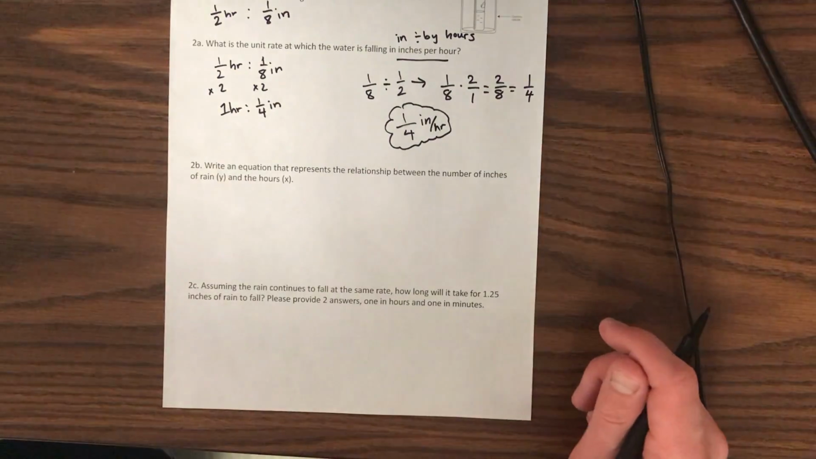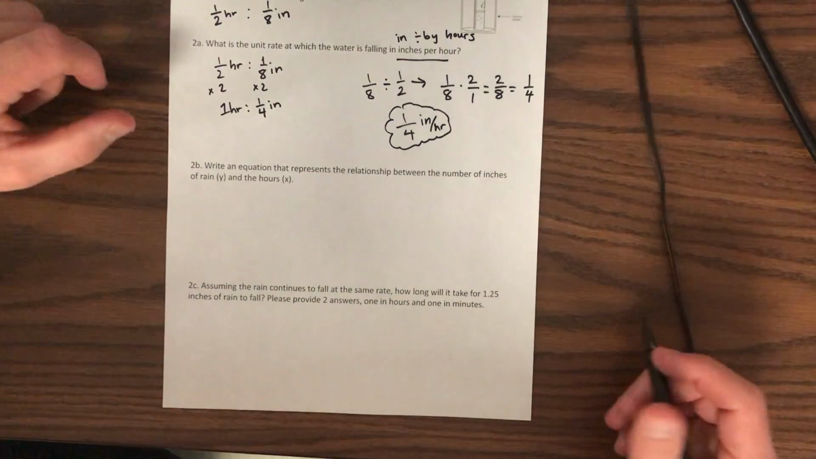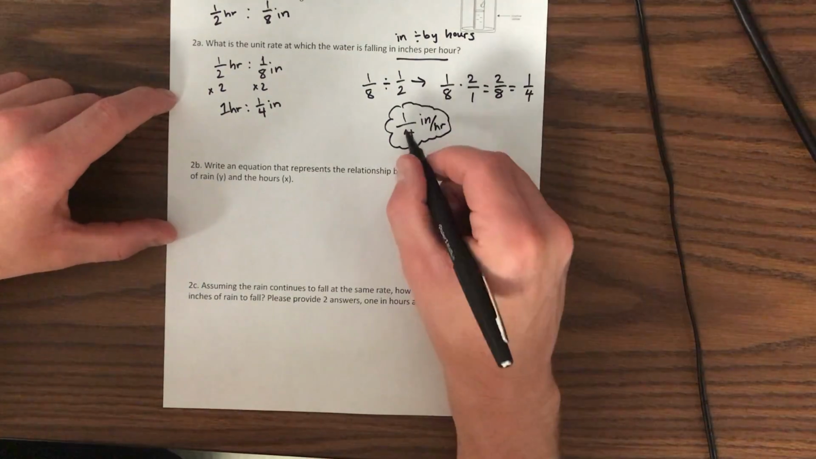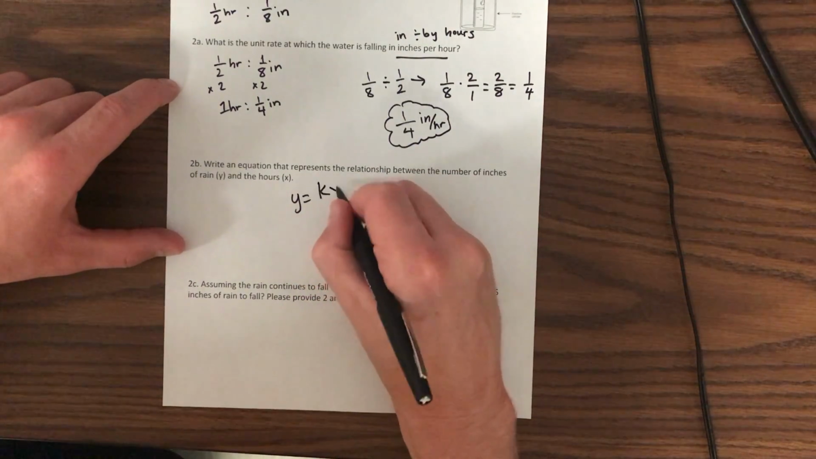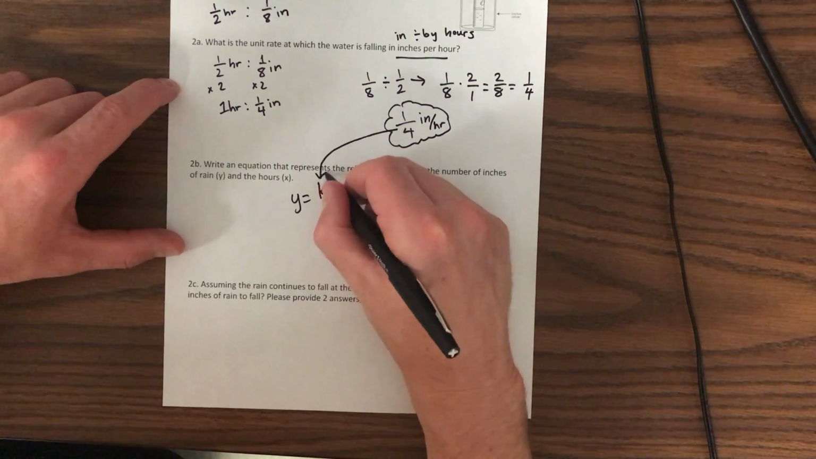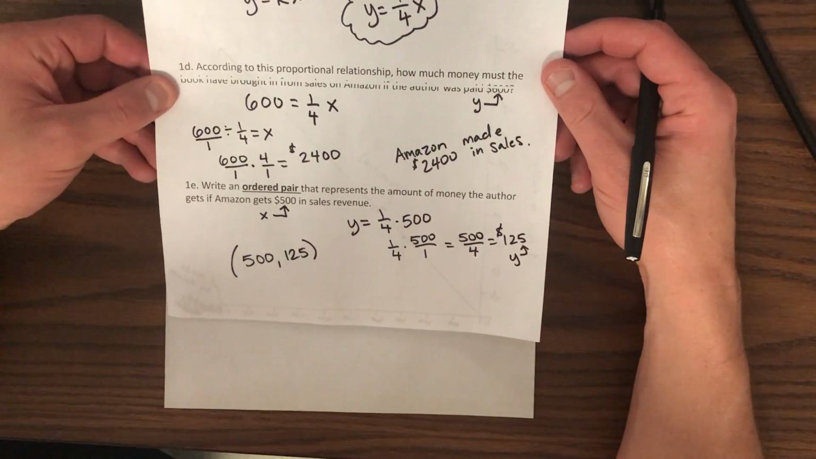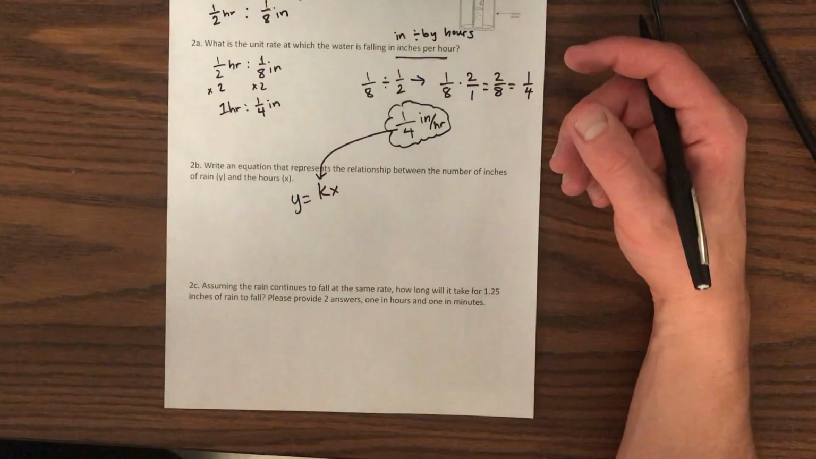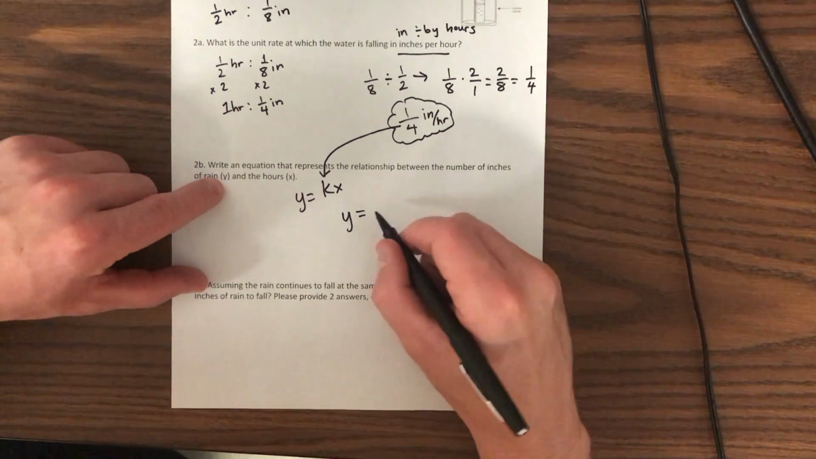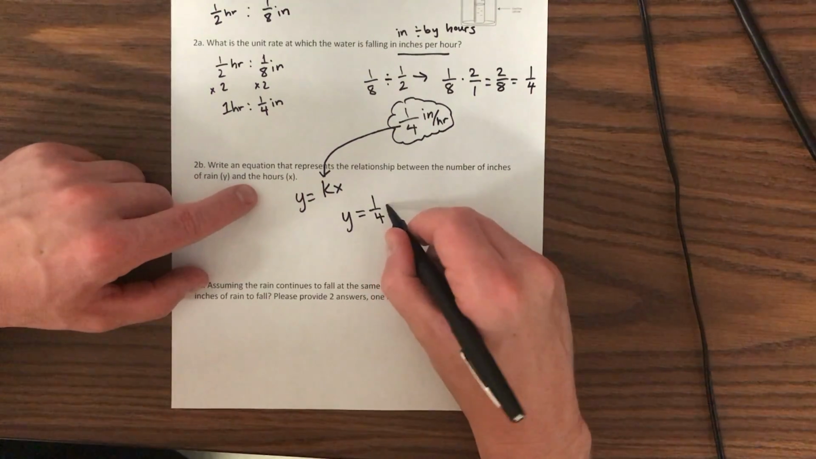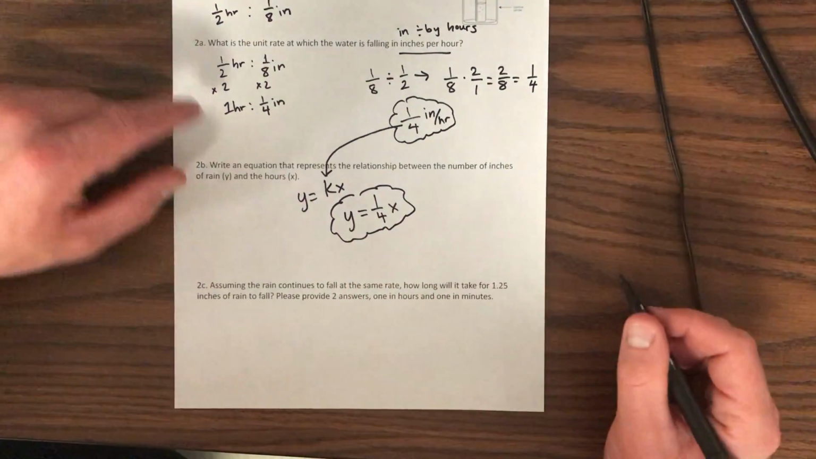Write an equation that represents the relationship between the number of inches of rain, y, and the hours, x. Well, since we have our k, right, this is a unit rate, but it's also k, we just use our general form, y equals kx, and we just take this from the previous one. You know what, I didn't realize when I made this, both equations turn out to be y equals 1/4 x. Maybe I should change that to a little more variety in the future. All right, so the amount of rain equals 1/4 times the hours. You get 1/4 of an inch every hour, so y equals 1/4 x.